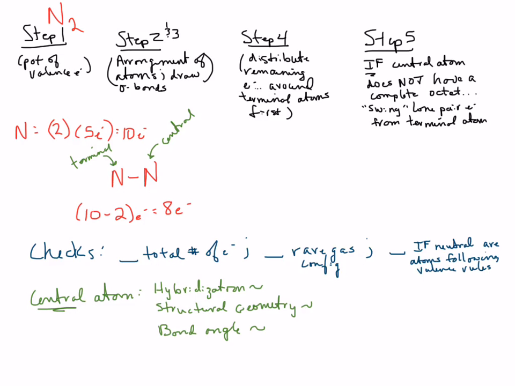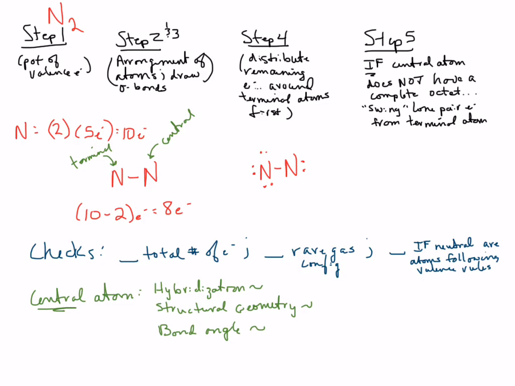Just for kicks, I'm going to go with the central atom on the right and the terminal atom on the left. So you're going to see me take 6 of those 8 electrons and put them around the left one, and then I have 2 electrons to put around the right one. Remember, you satisfy your terminal atoms first. So it looks like this. The left nitrogen has 3 lone pairs and a sigma bond, and then our central atom has 2 lone pair electrons.